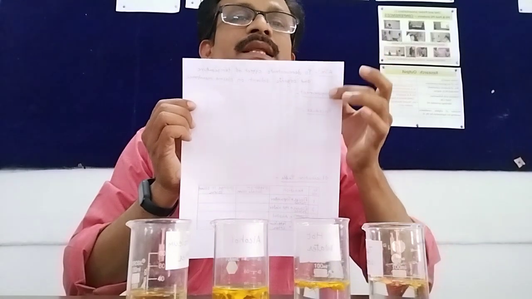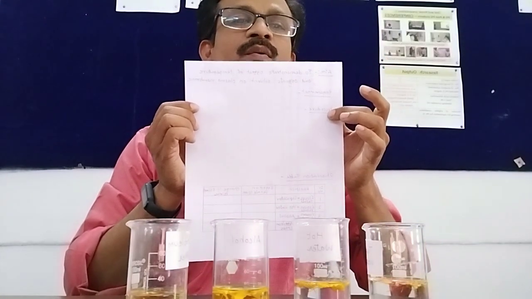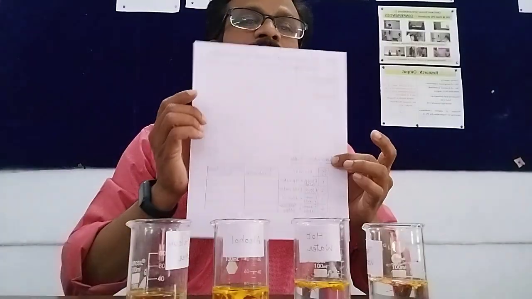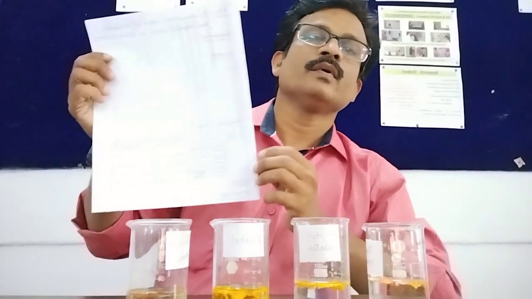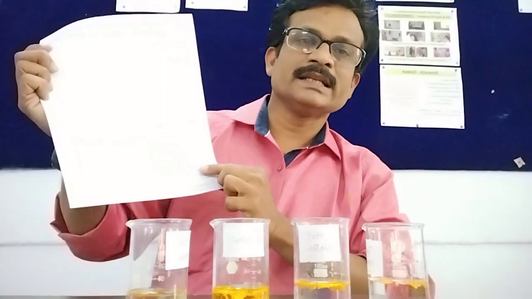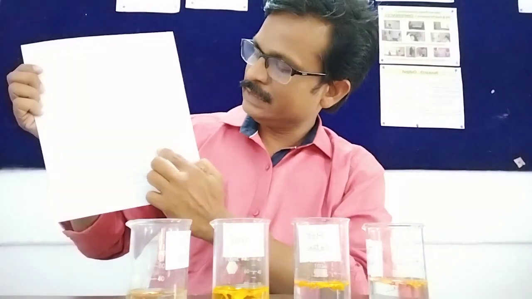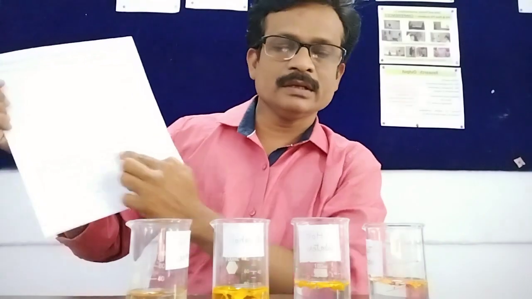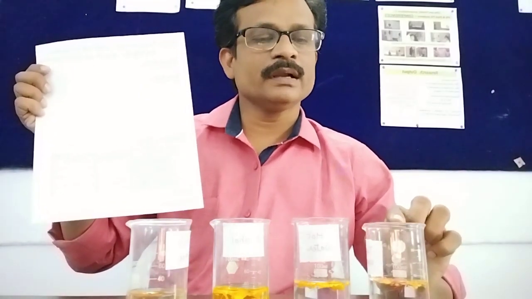Aims, then requirement you have to write down, then procedure you have to write down, then observation. Now in observation I will detail what exactly you have to take into account. The first one is the serial number. Okay, then in the second one, what exactly is the reaction? Here in the first one, what we have taken?